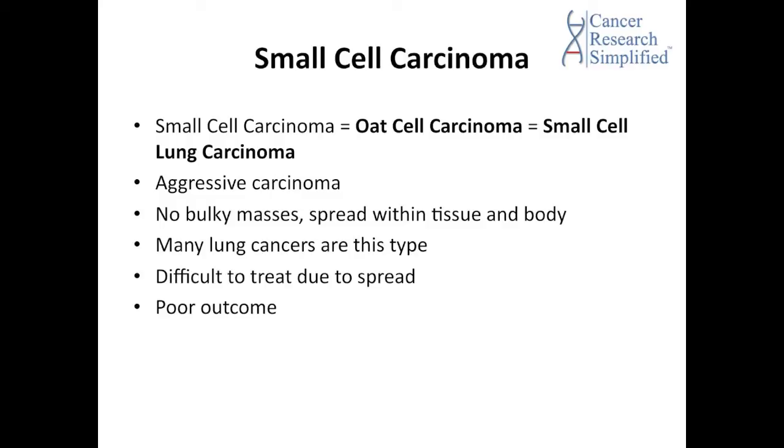However, they are also called small cell lung carcinoma and are also an aggressive type of cancer which usually occurs in the lung. Cancer cells of this type do not form bulky masses but rather spread within the tissue and body. Many lung cancers are this type and they are very hard to treat because they are not bulky but because they spread in the body, and therefore long-term prognosis of this type of cancer is poor. But again, we will cover this type of cancer in more detail in our lung cancer episode.